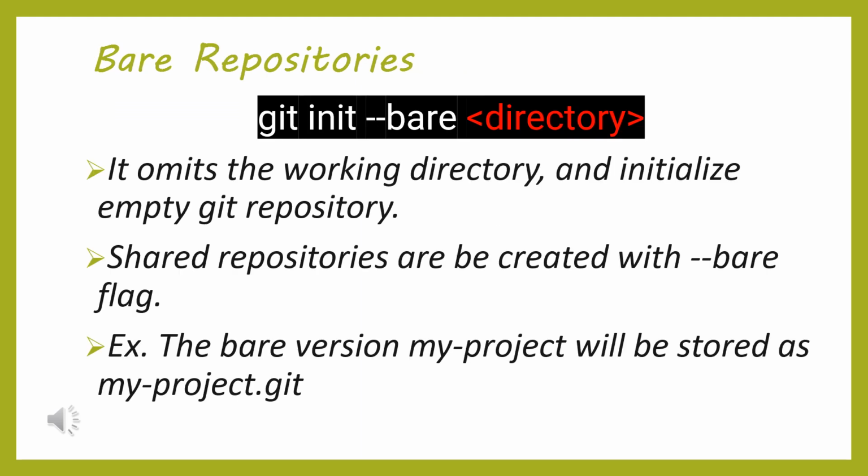Bare repository: git init --bare directory. It will omit the working directory and initialize an empty Git repository. So instead of having any files there, we can have an empty directory and make that a Git repository. We can share our repositories created with the bare flag. Shared repositories are created with the --bare flag. The bare version of my project will be stored as myproject.git.